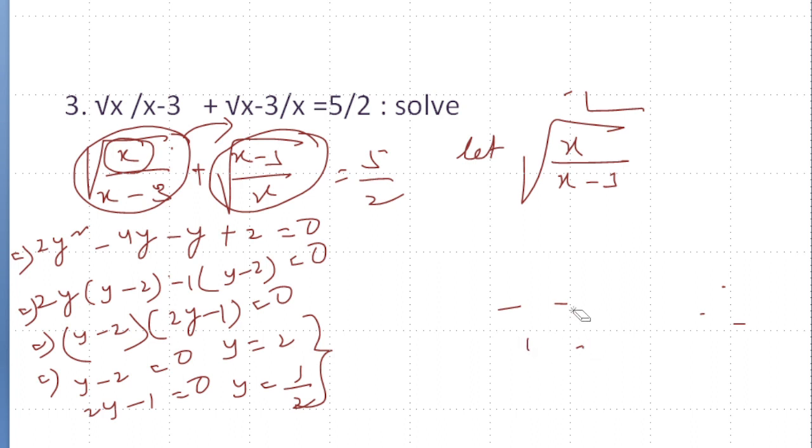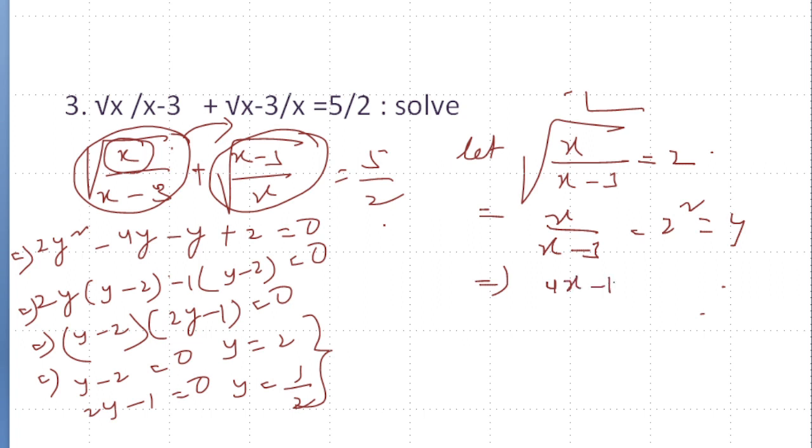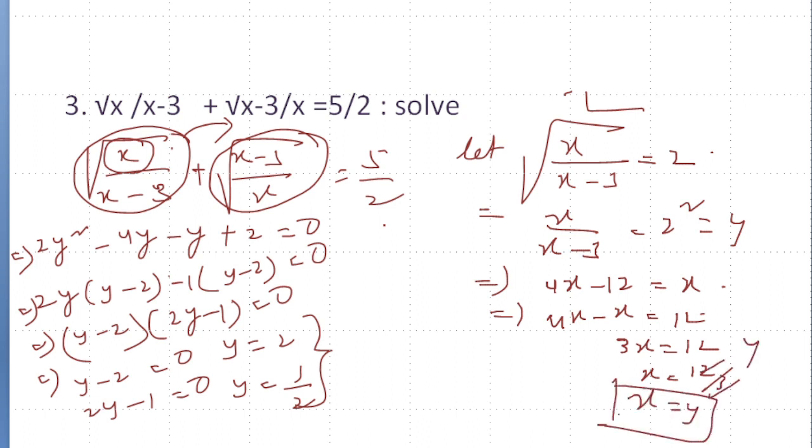Square root of x by x minus 3 equals 2. First value, so square both sides. So x by x minus 3 equals 2 squared, which is 4. Now cross multiply. So this is 4x minus 12 equals x, then 4x minus x is equal to 12, then 3x is equal to 12. So x equals 12 by 3, that is 4. So x equals 4. One value came, x equals 4.